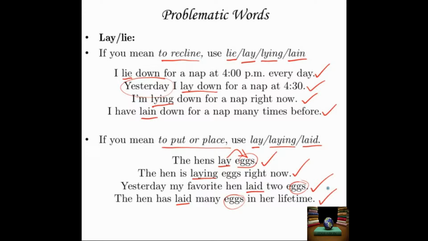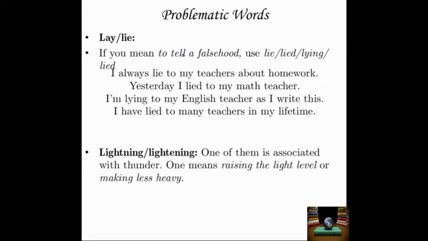Why did she say lovers lie? Because lovers do not only recline, they also tell falsehoods. They lie. So if you mean to say something that is not true, use lie. Past tense lied. Progressive is lying again, and lied to go with had and has. So I always lie to my teachers about homework. I tell falsehoods to my teachers about homework. I don't actually, but we'll just go with it for this.